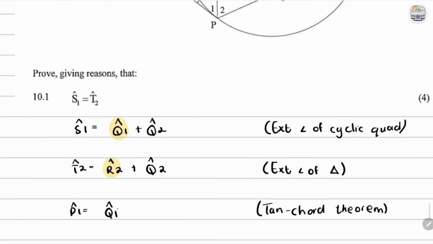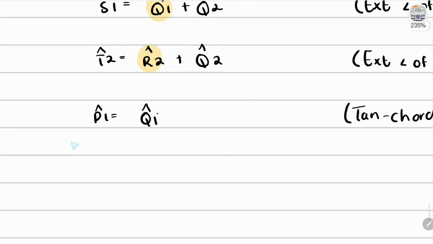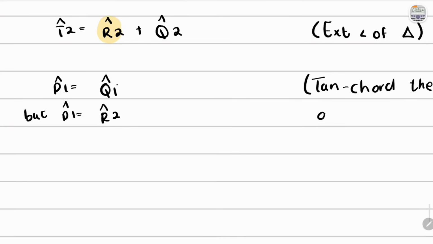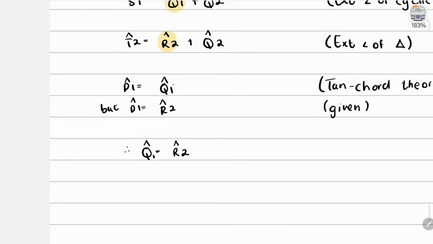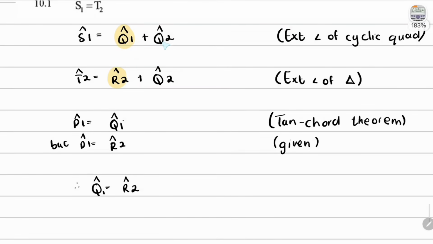But angle P1 is equal to angle R2. Okay, but we already knew that P1 equals angle R2, and that was given already. So here's the conclusion. Since Q1 is equal to P1 and R2 is equal to P1 as well, it means that angle Q1 really is equal to angle R2. And now we can actually update this.